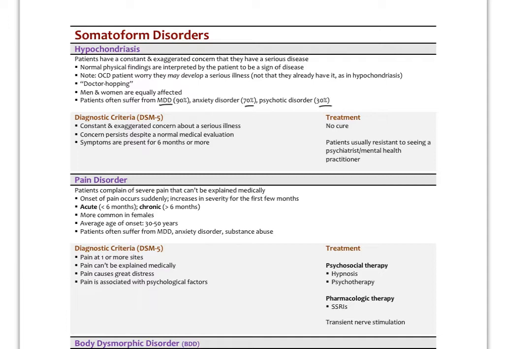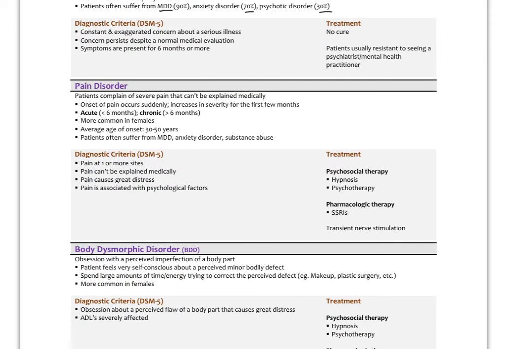Pain disorder is where patients complain of severe pain that can't be easily explained medically. The onset of pain occurs suddenly and increases in severity in the first few months. We define acute pain disorders as less than 6 months, chronic as more than 6 months. It's more common in females, and the average age of onset is midlife, 30 to 50. Patients often suffer from major depressive disorder, anxiety disorder, or substance abuse. And we have here diagnostic criteria: pain at one or more sites that can't be explained medically, causes great distress in the patient, and is associated with psychological factors and stressors.